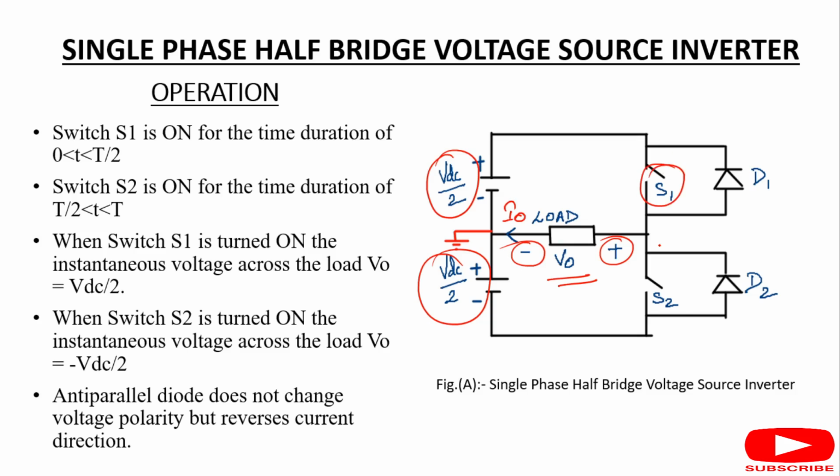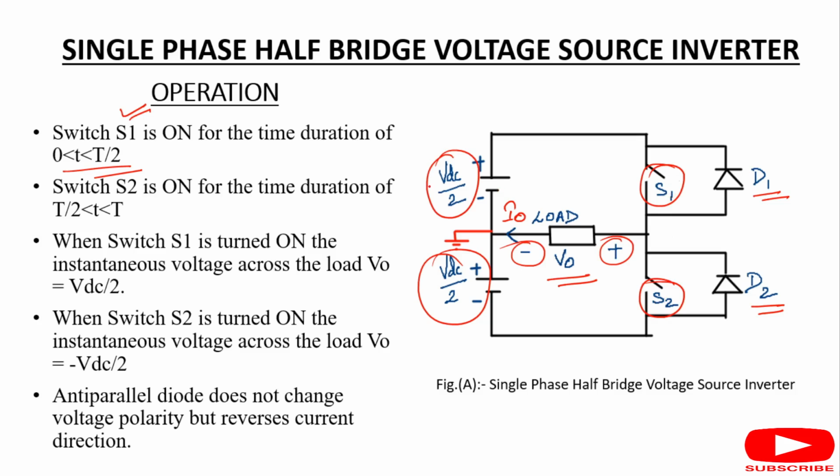S1 and S2 are the switches used for operating the devices. D1 and D2 are anti-parallel diodes. At a time only one switch is operated. So in the first half period, for the duration of 0 to T by 2, S1 is on whereas S2 is turned off.